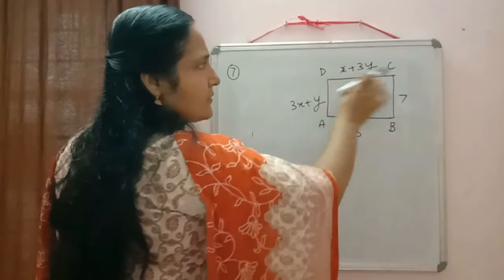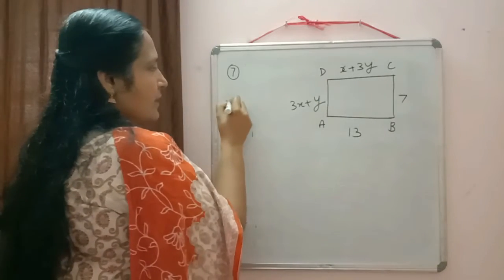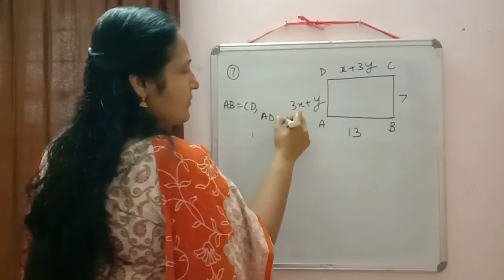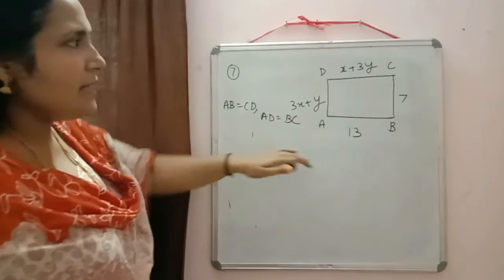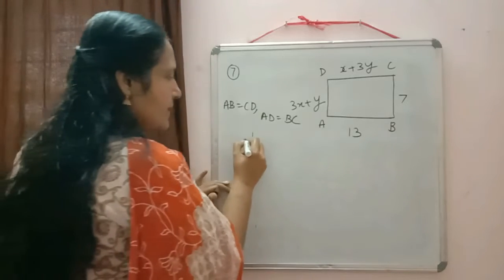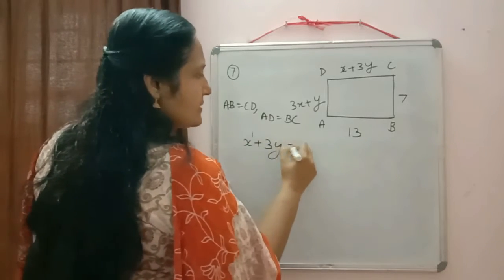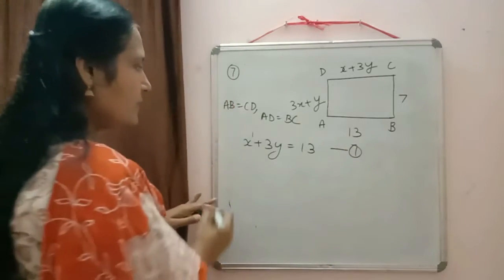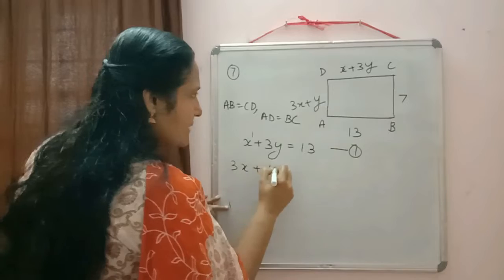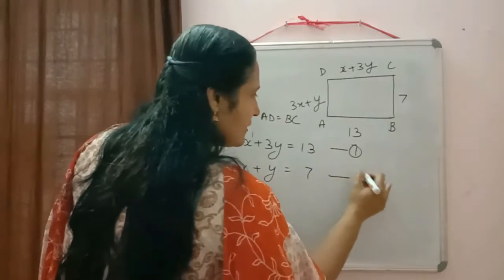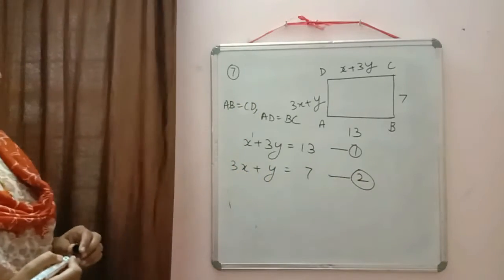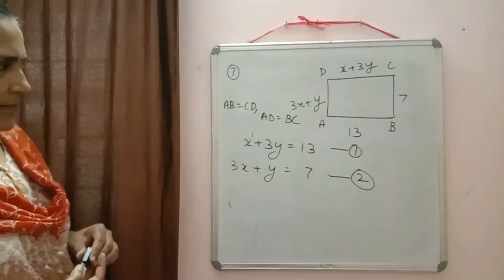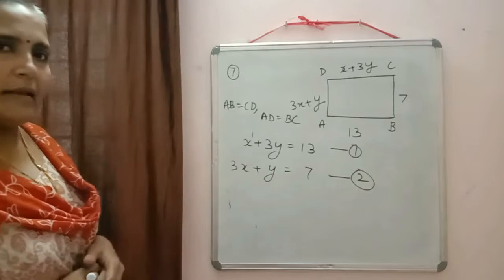AB is equal to CD, and second will come AD is equal to BC. So if AB is equal to CD, what are we getting? x plus 3y is equal to 13. So this is our equation 1. And the second equation is 3x plus y is equal to 7. Equation 2. So again, to find out the value of x and y, we have to eliminate a variable there. So it depends on you which one you want to eliminate.